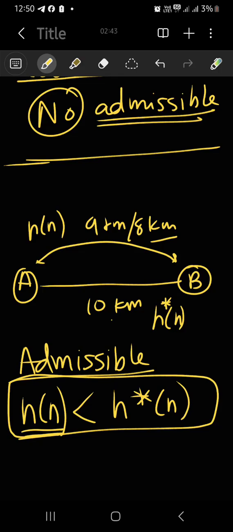I hope you have understood what is admissibility. Now there is one more thing called consistency, which I will be talking about later. So these are the two important things that we have in A star search.